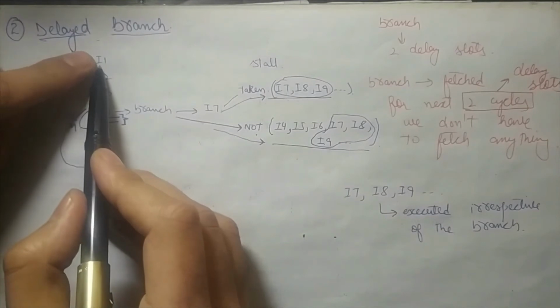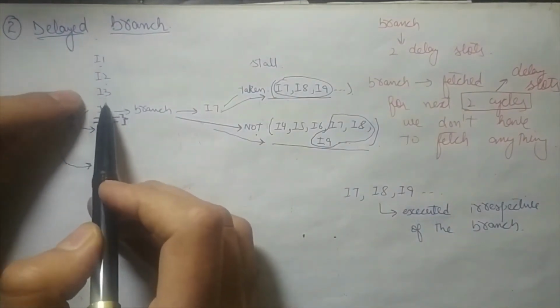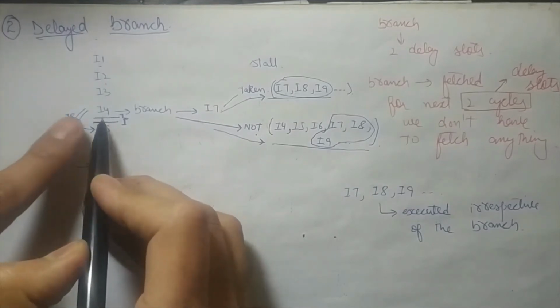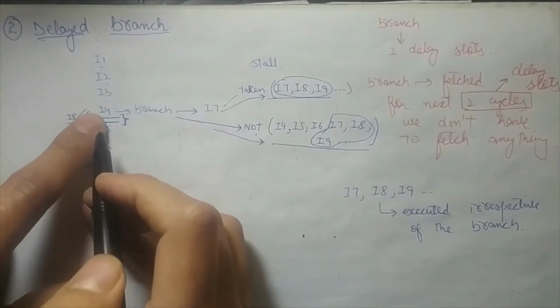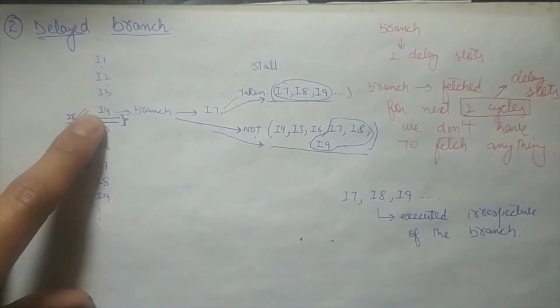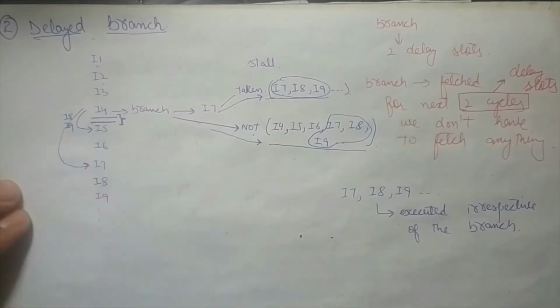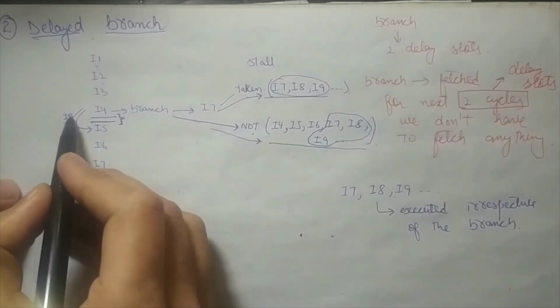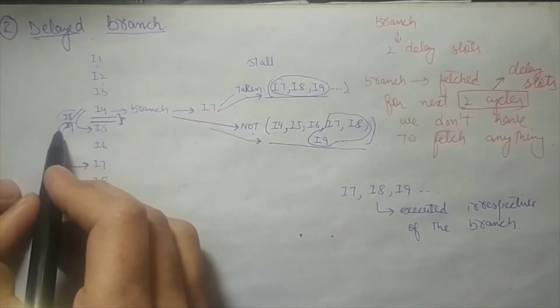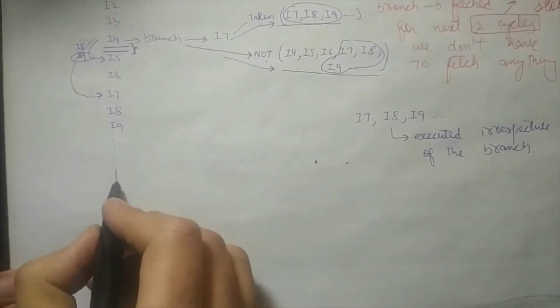Let's say we have fetched I1, then I2, then I3, and then we are fetching I4. After I4 we were waiting for 2 cycles. However, in this scenario, we won't wait for 2 cycles. We will fetch I8, then I9. Let me make a pipeline diagram.